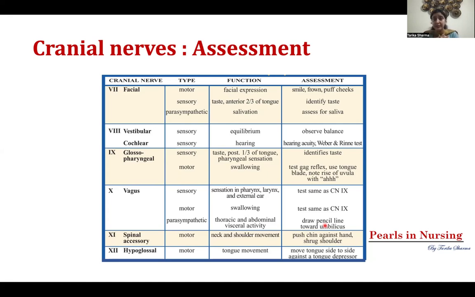Then we have the vagus nerve, which again performs motor as well as sensory functions. It is responsible for the sensation in the pharynx, larynx, and the external ear. It is responsible for swallowing. It is also responsible for thoracic and abdominal visceral activities. For its assessment, again, you can go for the assessment of the gag reflex, which is also assessed as part of your ninth cranial nerve, the glossopharyngeal nerve.